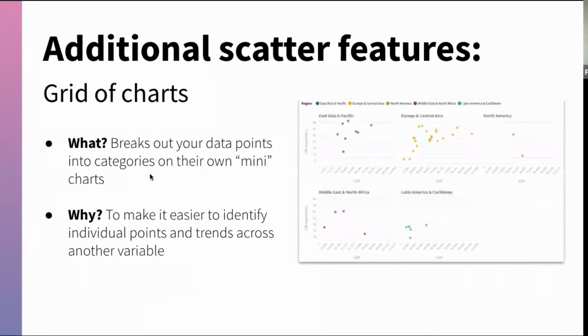And the first one is the grid of charts. This feature allows you to break your data points out into categories based on another column in your data. It allows you to create mini charts next to each other for each of your series. It makes it easier to identify individual data points. If these were all on one chart, it'd be harder to pick them out, particularly if you've got more data. And in the case of the FairShare data we're going to look at, the key point is that we can identify trends across this variable. So we can compare what data points look like across each of these mini charts and see how the relationship between these 2 variables compares.